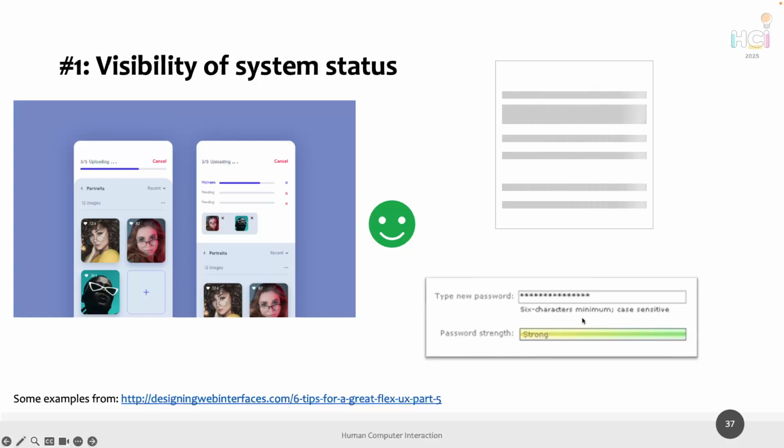And also another example of a good feedback is this one about the password strength. So in real time, I understand that my password is good. So it's another good example of feedback.